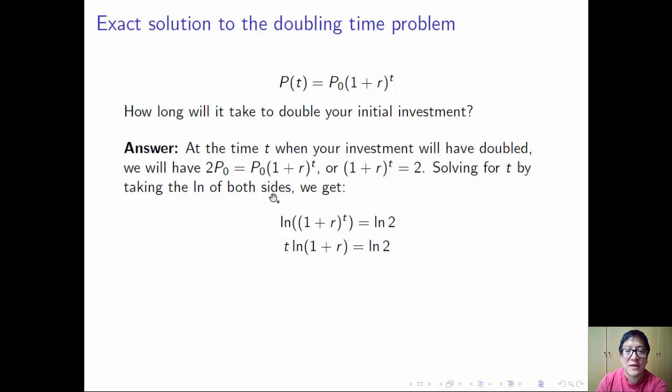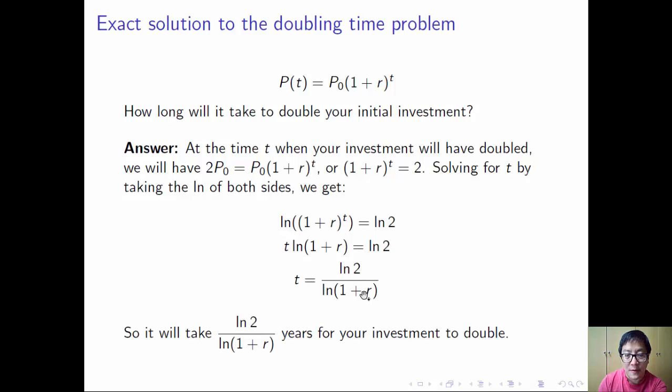So we get t times the natural log of 1 plus r is equal to the natural log of 2, and now dividing both sides by the natural log of 1 plus r, we get that t is equal to the natural log of 2 over the natural log of 1 plus r. So it will take the natural log of 2 over the natural log of 1 plus r years for your investment to double. Okay, great. So far, just pre-calculus.